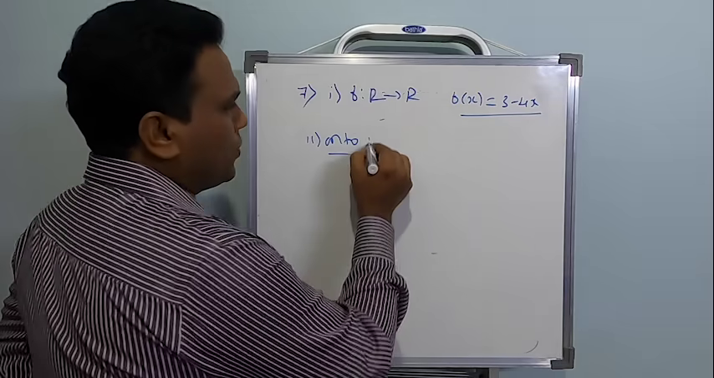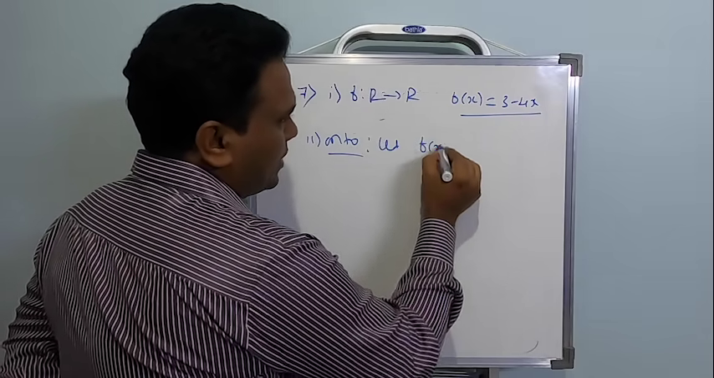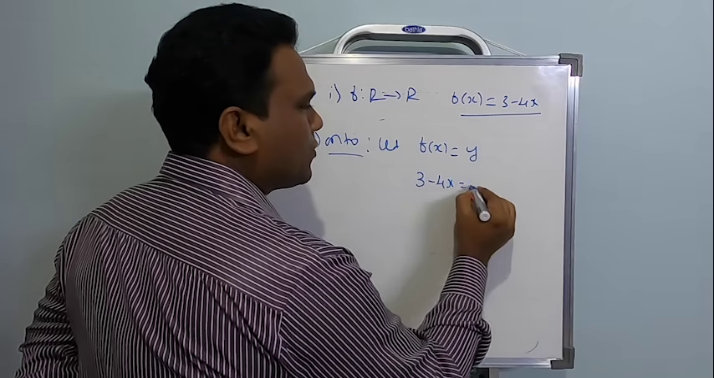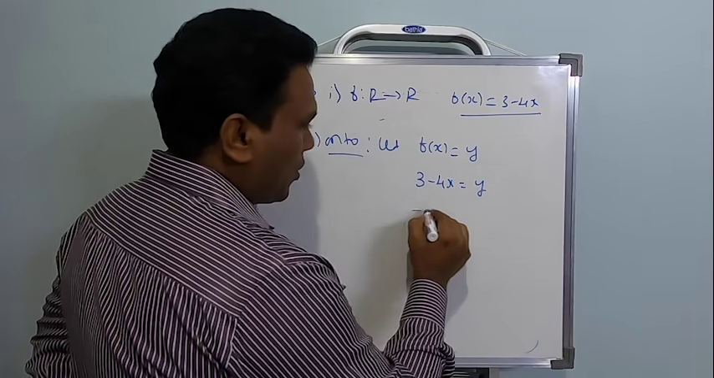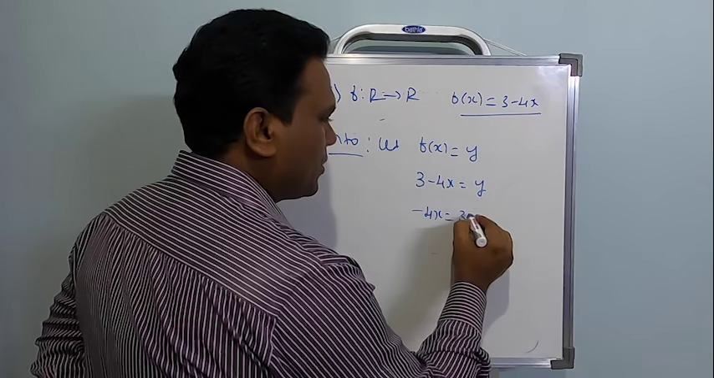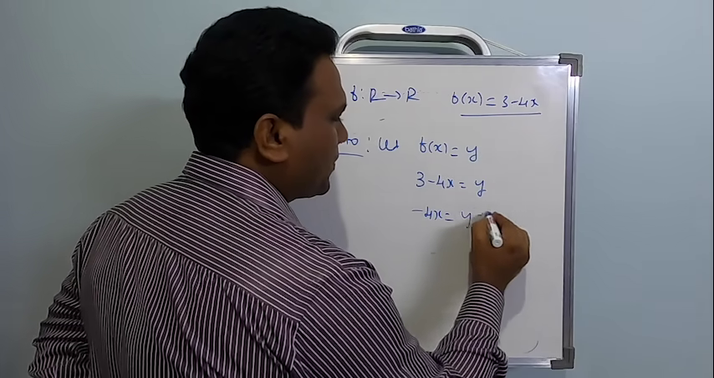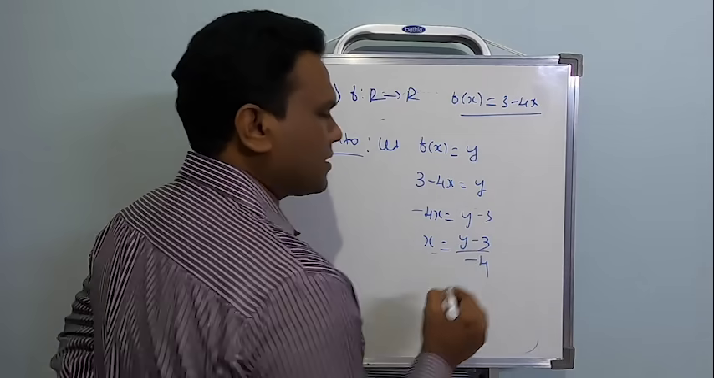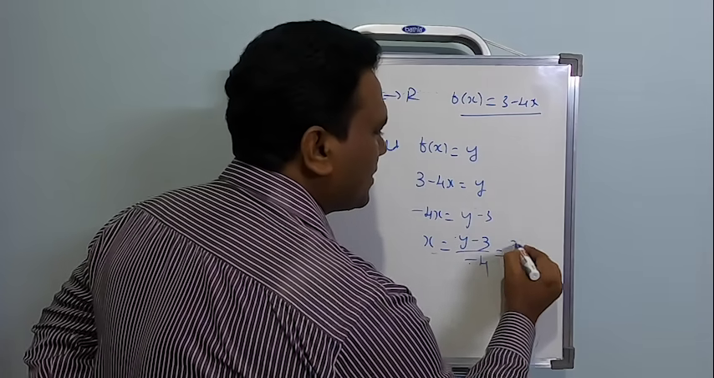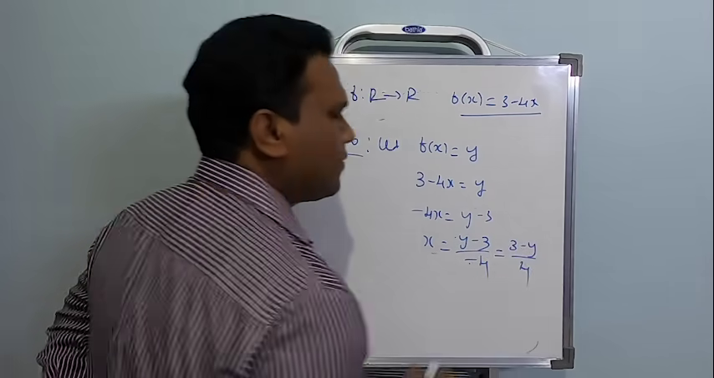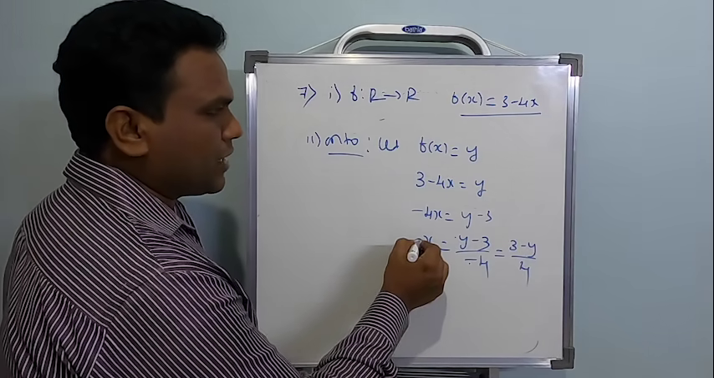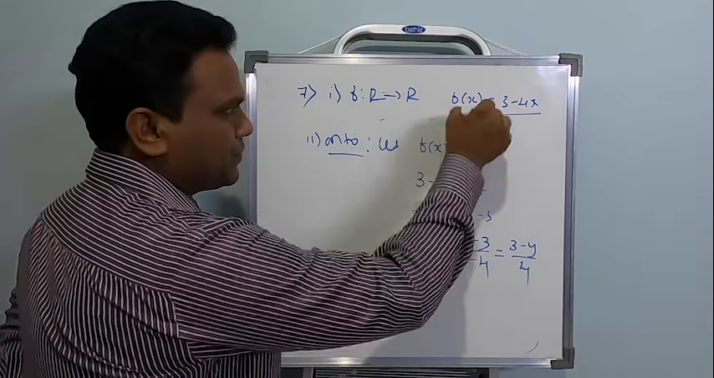Now to check for onto, as I said, let us assume that f of x equal to y. That is 3 minus 4x equal to y, or minus 4x equal to y minus 3, or x equal to y minus 3 by minus 4. You can multiply the minus sign here. 3 minus y by 4. Where will we substitute this? This will be substituted back in the given function.